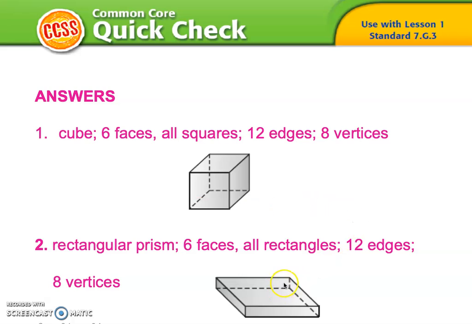Now our bottom figure, that one is a rectangular prism, also has 6 faces. Every single one of those faces are rectangles. It also has 12 edges and 8 vertices. So hopefully that got you thinking, and we'll head off to the next one.